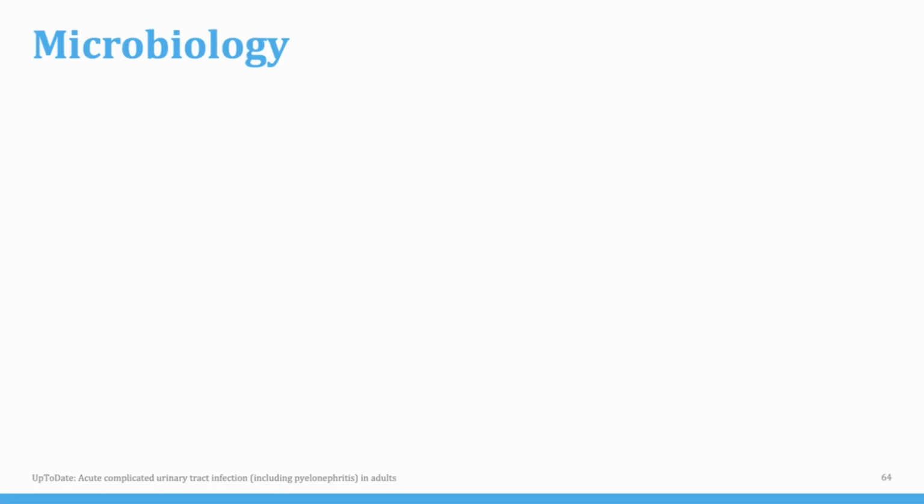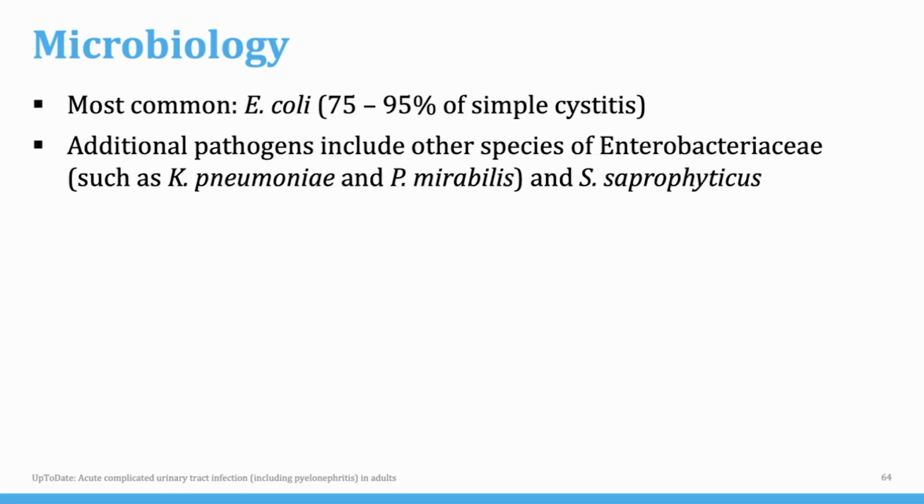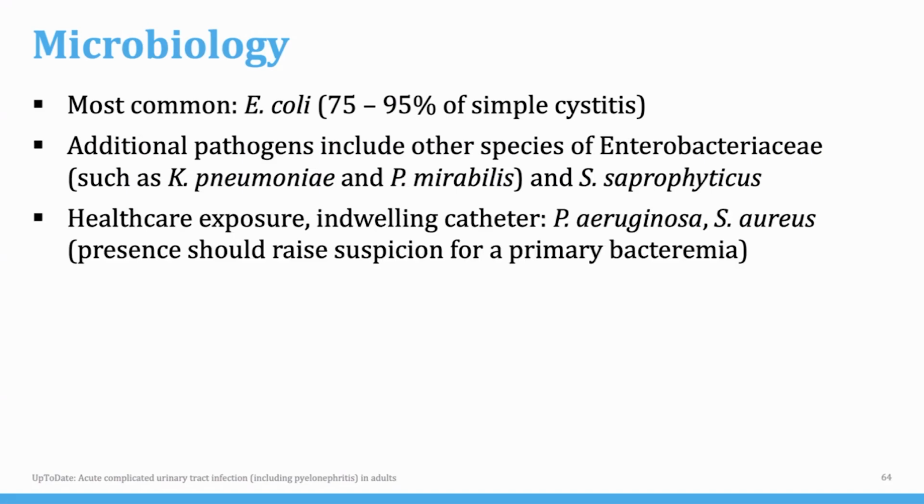So in thinking about the best treatment, we want to, again, think about the microbiology. The most common pathogen isolated is E. coli, particularly in cases of cystitis. The additional bugs to think about are other species of Enterobacteriaceae, such as Klebsiella pneumoniae and Proteus mirabilis, as well as Staphylococcus saprophyticus. Healthcare exposure and the presence of an indwelling catheter are some of the factors to think about if you're worried about Pseudomonas aeruginosa or Staphylococcus aureus.